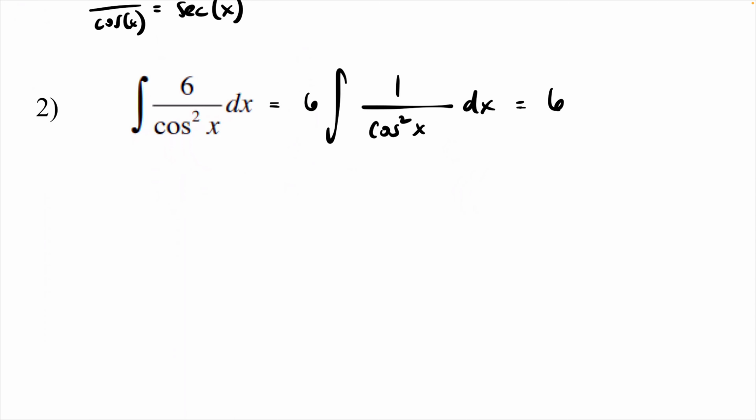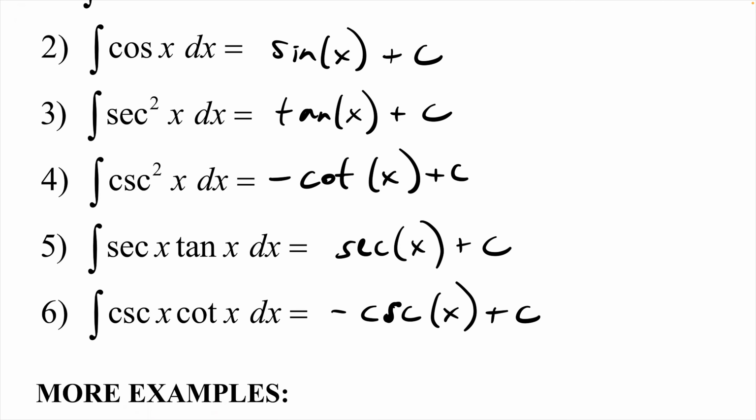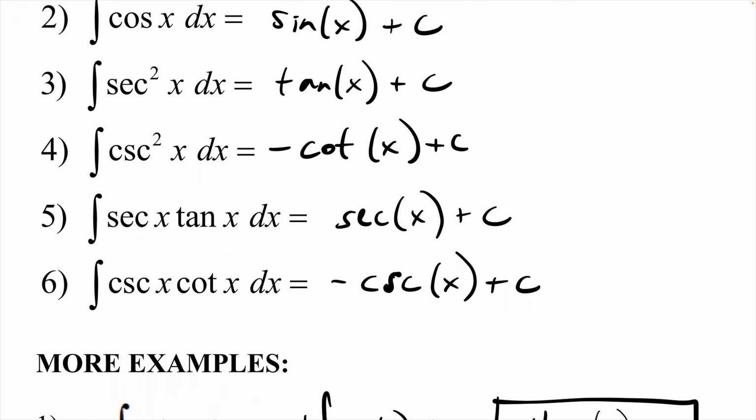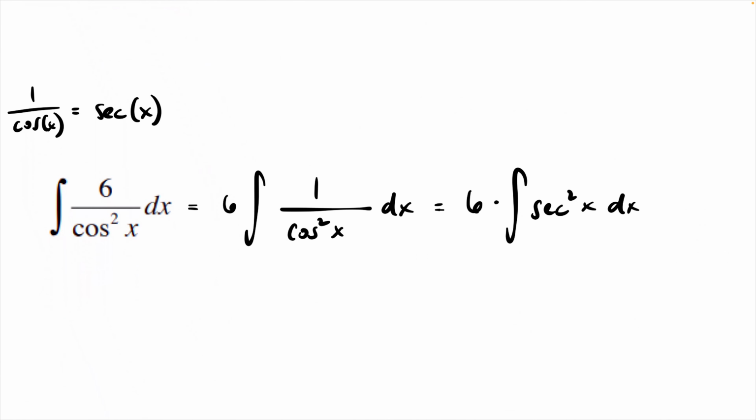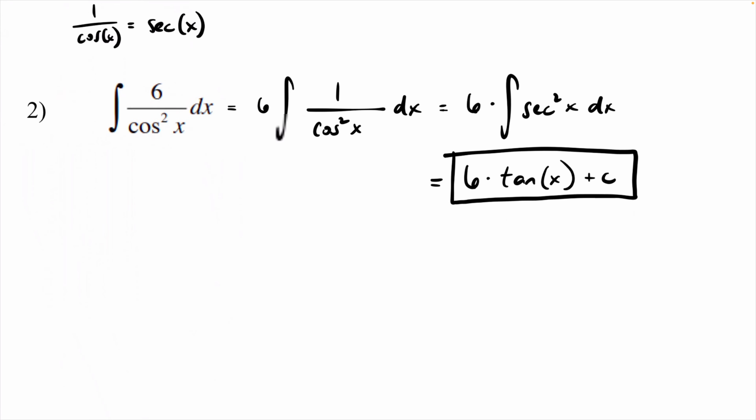So it would be 6 times the antiderivative of secant squared of x. Secant squared I have on my list. Secant squared is number 3. I know the antiderivative of secant squared. What's the antiderivative of secant squared? Tangent. Number 3. Done.